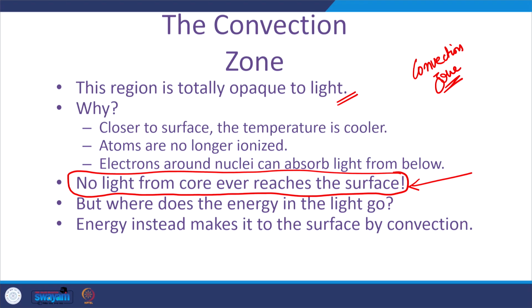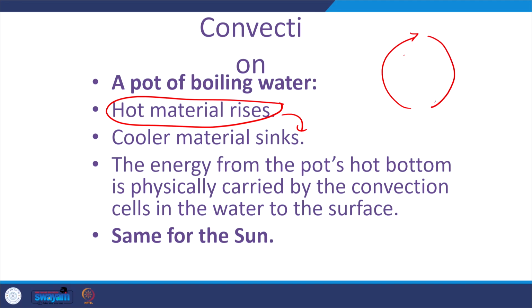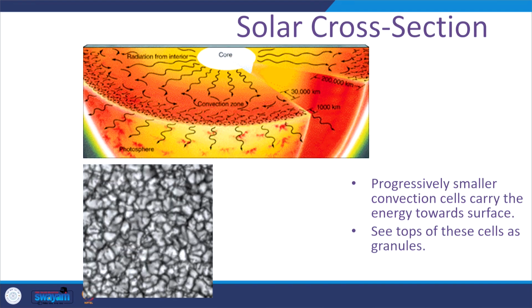Energy instead makes it to the surface by convection. So like I said, the convection pattern. What is convection? Convection is simply hot material rises, cool material sinks, forming a cell which is doing the energy transport. Okay, so this is how it looks. Radiation is heating up the bottommost part of the convection zone, and as a result, these convection cells are forming, which is like a cascade.